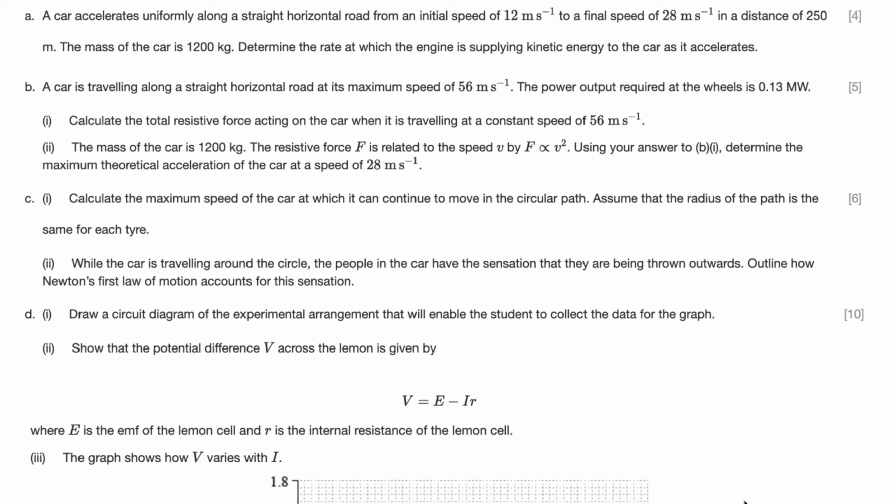A car accelerates uniformly along a straight horizontal line from an initial speed of 12 meters per second to a final speed of 28 meters per second in a distance of 250 meters. The mass of the car is 1,200 kilograms. Determine the rate at which the engine is supplying kinetic energy as it accelerates. So when the problem says determine the rate at which the engine applies energy, it is asking you to calculate the power, right?